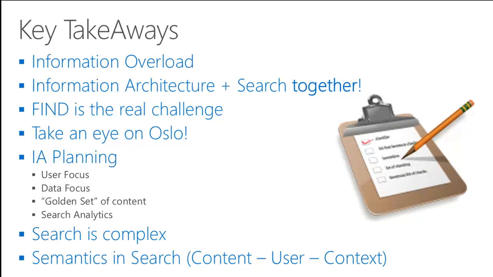For IA planning, you have to consider focusing on your users, focusing on your content. Don't forget the golden set of content, the small set to start with. You will be the hero if you can present that golden set to your users. And don't forget the importance and the power of search analytics. Search is complex, but it's not impossible. You have to plan it in advance. And don't forget about the context and the user besides content in search. Those are the main basic points for a good IA and a good search experience.